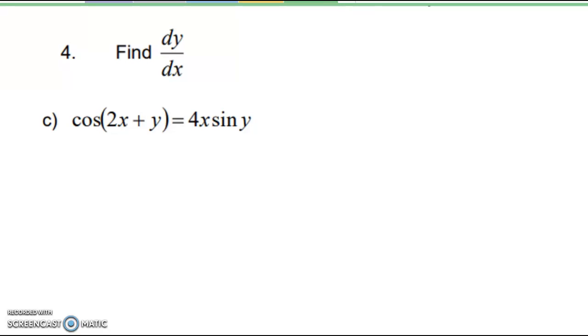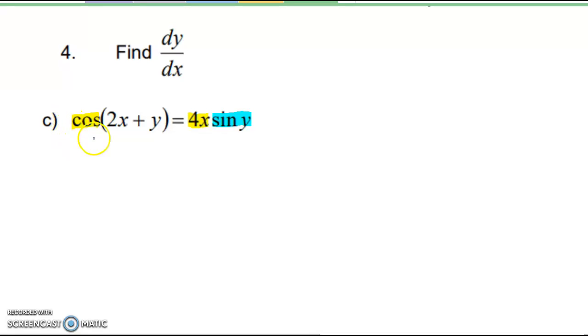Okay, for the left hand side, we have cos, one function only, so tak perlu product rule. Okay, for the right hand side, we have two functions. The first function is 4x. Second function is sin y. So ini darab, so perlukan product rule.